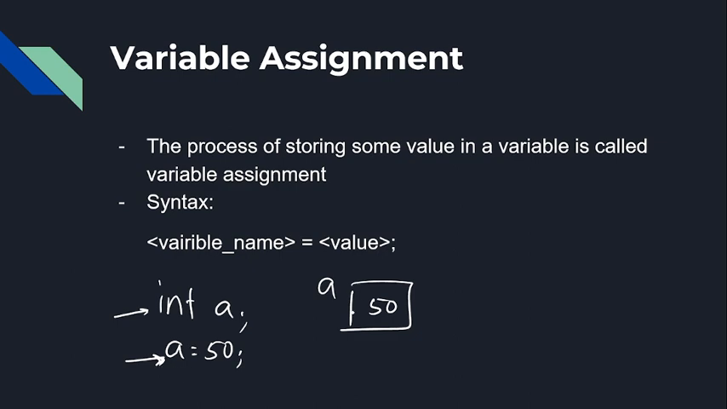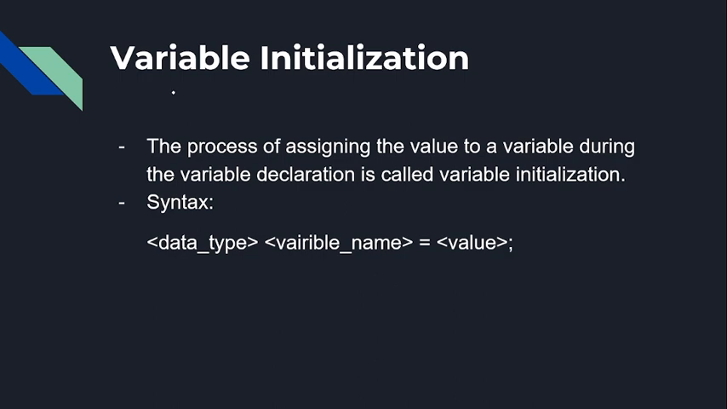Clear? What if I combine this together? Good question, and that's what the next thing we have: variable initialization. It's a process of assigning a value to a variable during the variable declaration. So when you declare and assign at the same time, it is called initialization. It's very clear that initialization can be done only once, whereas declaration obviously you can do, and assignment can be done multiple times once you declare the variable. But initialization is a special thing.